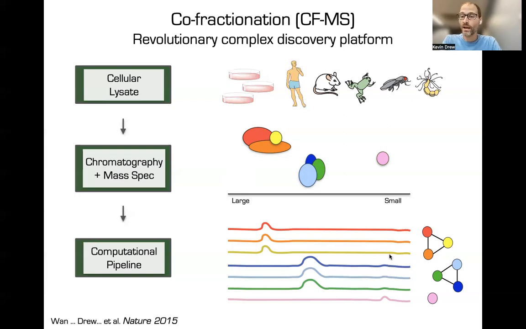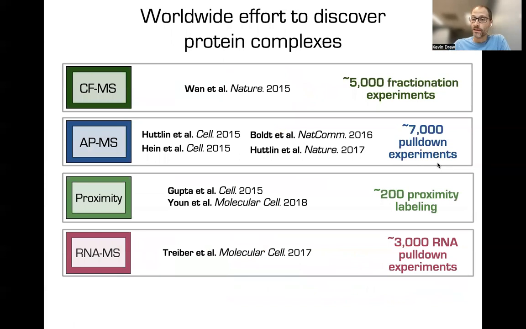And so you can apply this to both non-model and model organisms. So we've applied this to human and mouse and frog and flies and sea urchins and sea anemones, as well as many different plant species and other organisms. We've done thousands of fractionation experiments and identified tens of thousands of protein interactions.